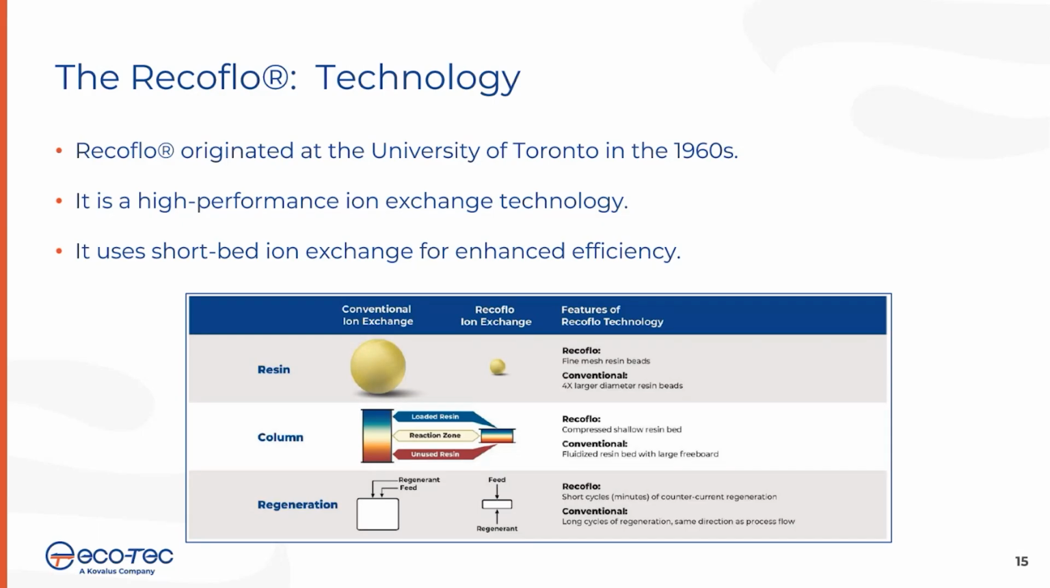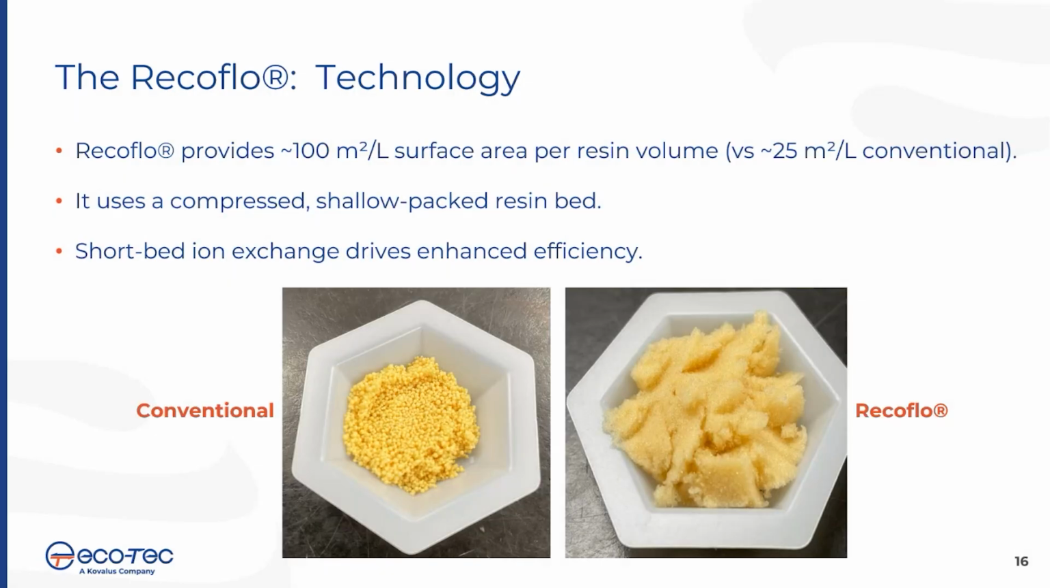So what makes Recoflo different? The key difference between Recoflo and conventional resin is the surface area per unit resin volume, which is about 100 square meters per liter for Recoflo compared to about 25 square meters per liter for conventional resin. Practically, surface area per resin volume matters because it defines how many active sites are available to contact the liquid at any moment. With fine mesh resin and a shallow compressed bed, the liquid can reach the active sites, and ions don't need to travel as far to reach the sites.